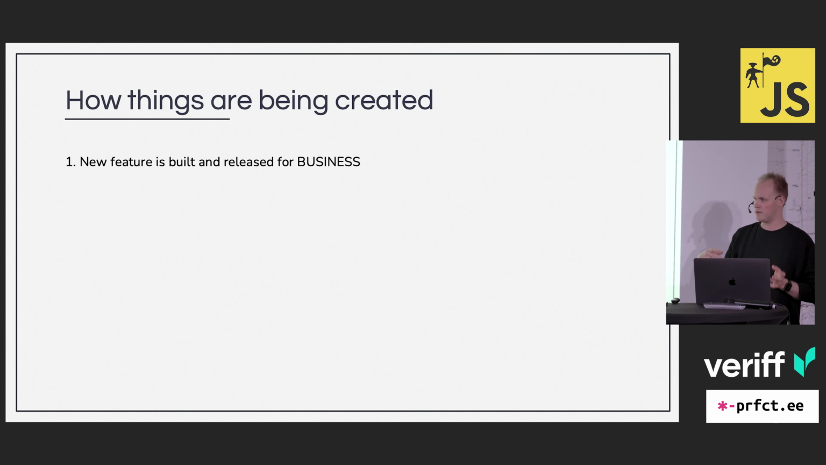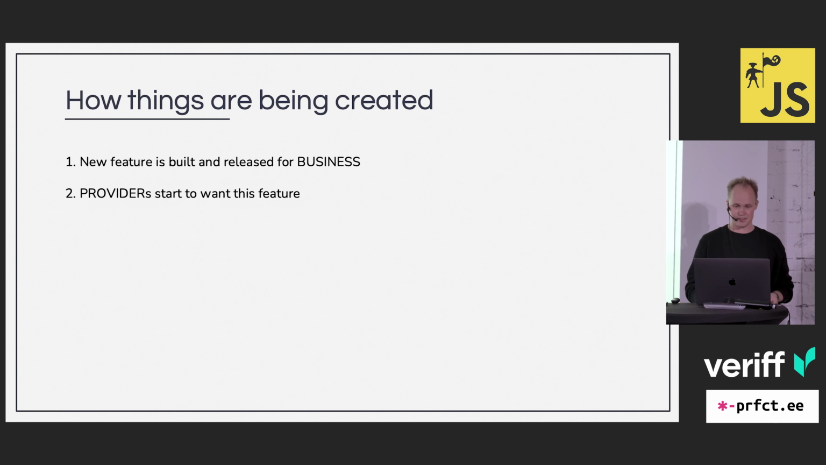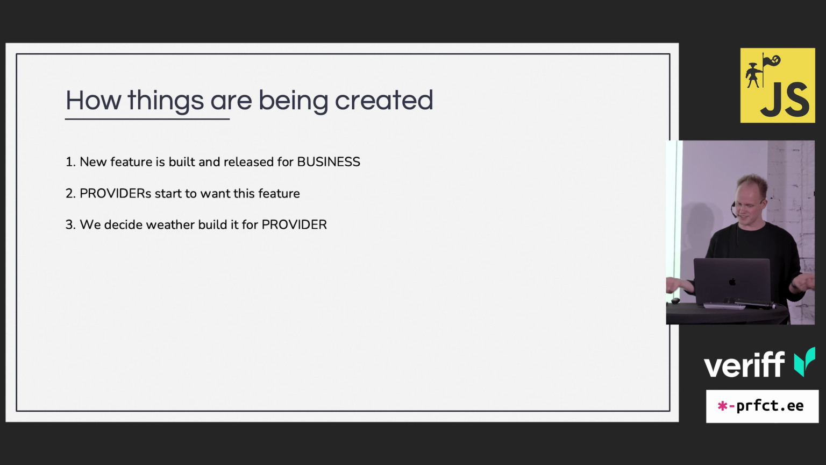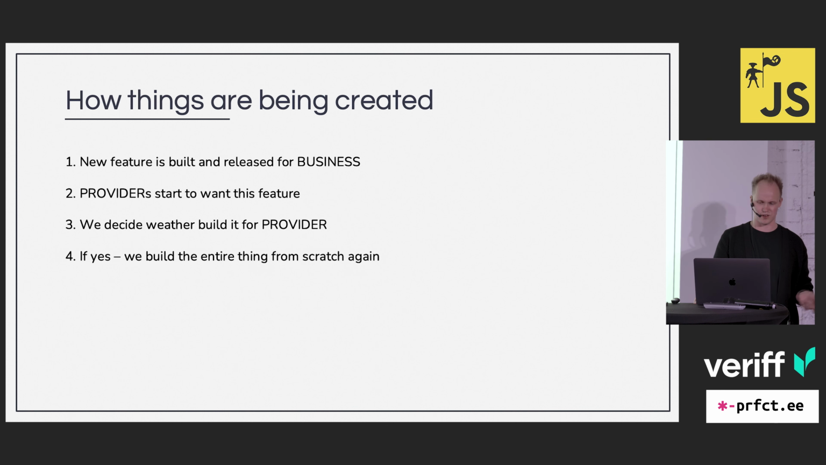So how do we go through our release process in our company for these two UIs? So first, the business UI gets the request for the feature, and we build and release it. Next, providers log into the system, and they don't see the new feature, and they come to us and ask why. We also want to have this feature in our system. And we decide if we are actually going to build it, because it takes some time, it takes the company's resources, and maybe it doesn't make sense to build it for providers at all. But if we decide to build it, we go from scratch.